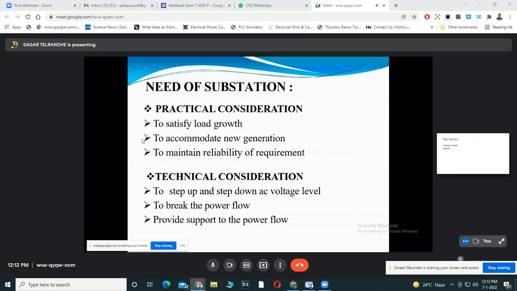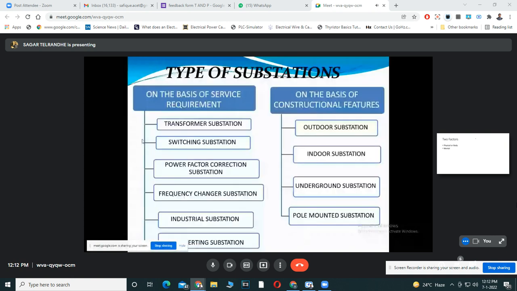Types of substations. On the basis of service requirement and on the basis of constructional features. On the basis of service requirement, substations are transformer substation, power factor correction substation, frequency changer substation, industrial substation, and the last we have is converting substation. On the basis of constructional features, we categorize substations as outdoor substation, indoor substation, underground substation, and pole mounted substation.